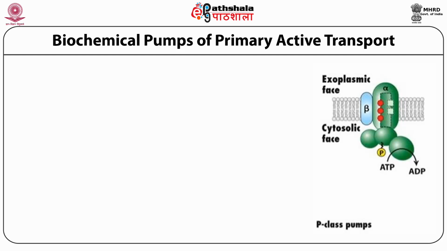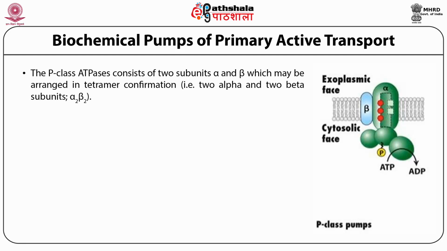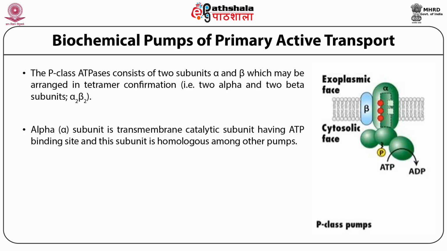This figure shows the general structure of P-class ATPase which are present in the membrane. It shows two phases, the exoplasmic phase and the cytosolic phase. The P-class ATPase consists of two subunits, alpha subunit and beta subunit, which may be arranged in tetramer conformation. That is, there are 2 alpha subunits and 2 beta subunits. It means alpha 2 and beta 2. Alpha subunit is a transmembrane catalytic subunit having an ATP binding site, and this subunit is homologous among other pumps, while beta subunit is a smaller subunit and has a regulatory function.